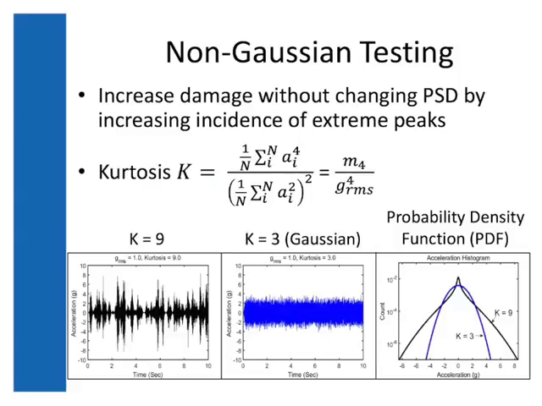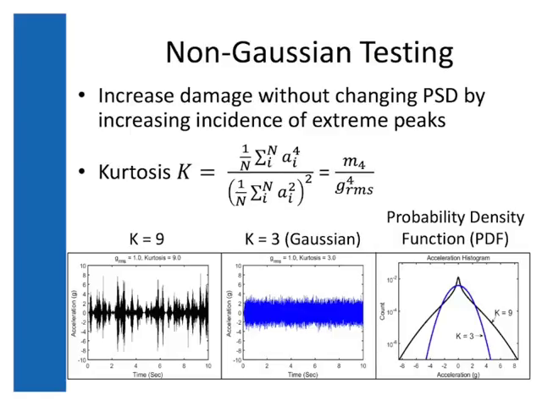This gives you a unitless metric which is independent of the power level of the test and basically tells you how effective you have been at getting extreme peaks into your test. As an example, on the bottom left, I have a Kurtosis 9 test, 1 GRMS. The same PSD, still 1 GRMS, Kurtosis 3 in the center. Kurtosis 3 is the value for a Gaussian test, and that's what you're running on a shaker if you're not, quote, running kurtosis.